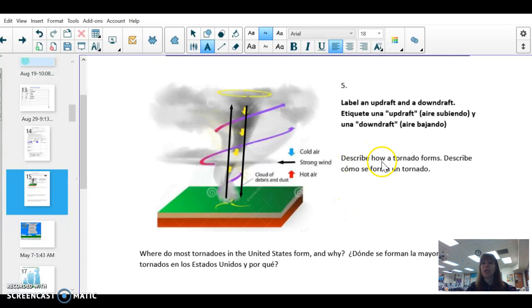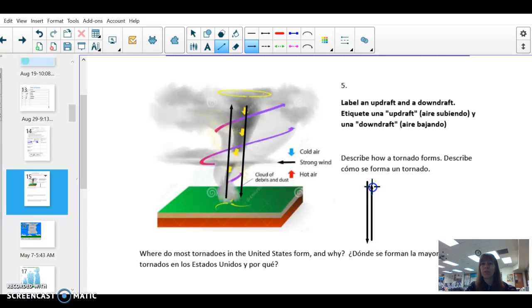Okay, now over here it says describe how a tornado forms. Well, just like over here, we need a downdraft and we need an updraft. But that is not enough.